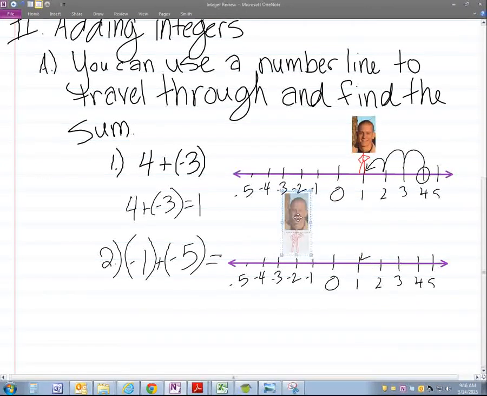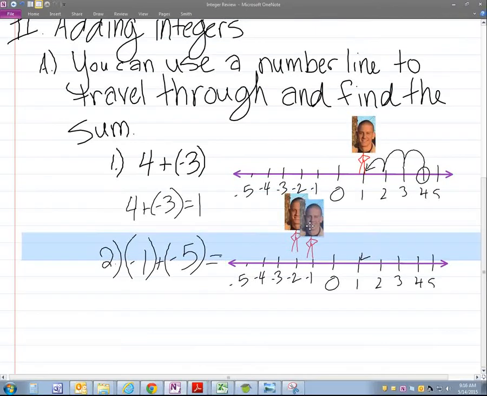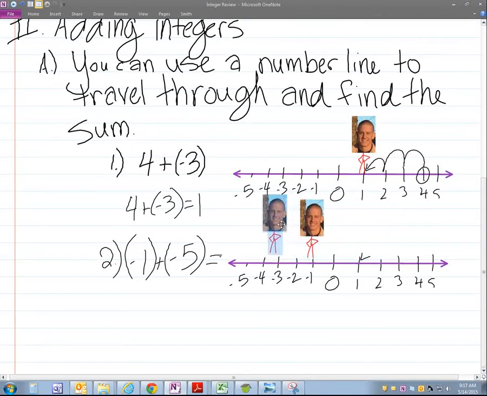All right, so we are starting at -1. So I'm going to put my left foot on -1. Which way am I traveling if I'm adding -5? Is a negative to the left or the right on the number line? If I go right, I'm going higher. If I go left, I'm going lower. Okay, it is left. So I'm going to be going left 5 spots.